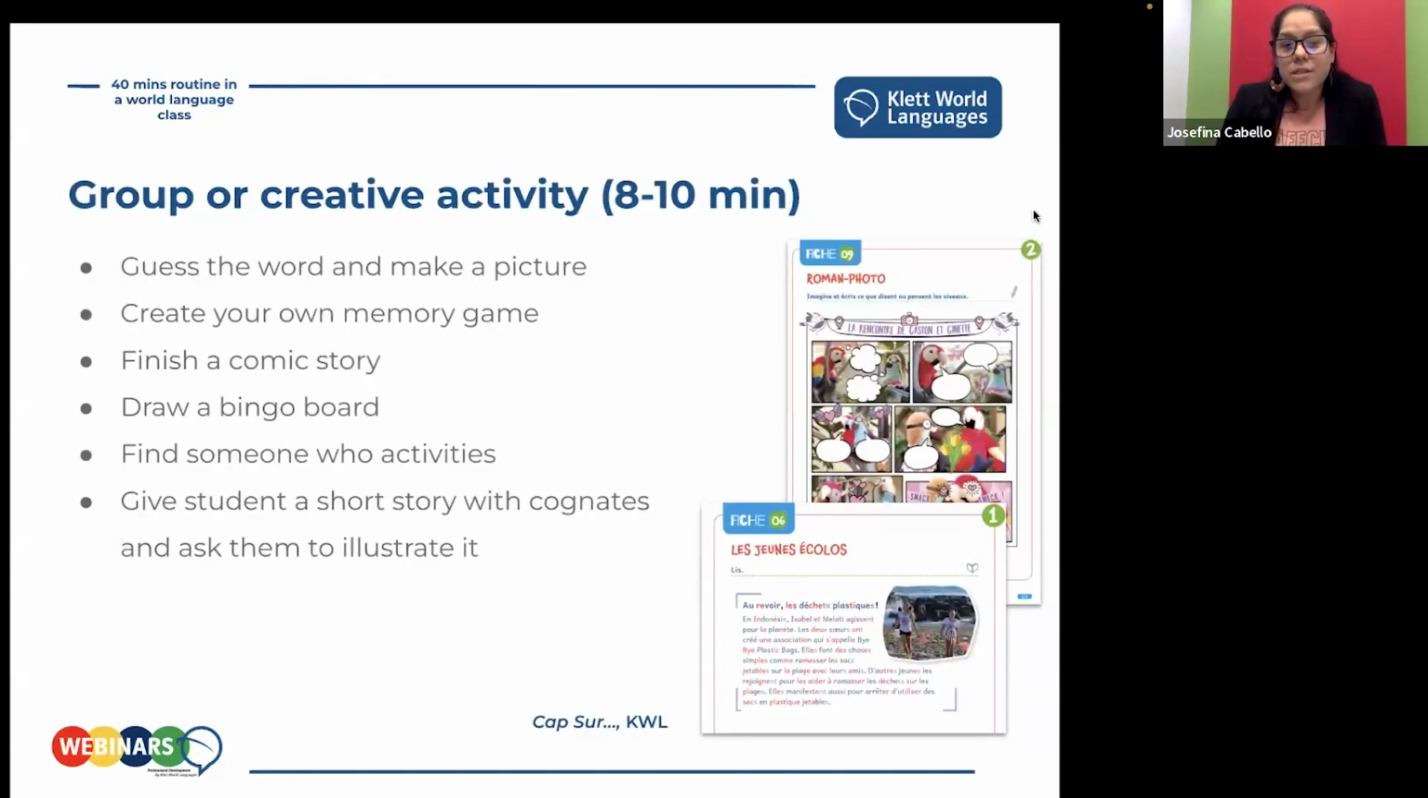After you do this warm-up activity, you're going to have a group or a very creative activity. These are activities where your students can explore that creative side of them. Some activities they can do are guess the word and make a picture. This is one of my favorite activities. Before you start a unit, before you introduce anything, you give your students some of the vocabulary words, and you have to be very clear with them. You say, these are new words, you're not expected to know them. If you make a mistake, that's okay, that's fine.